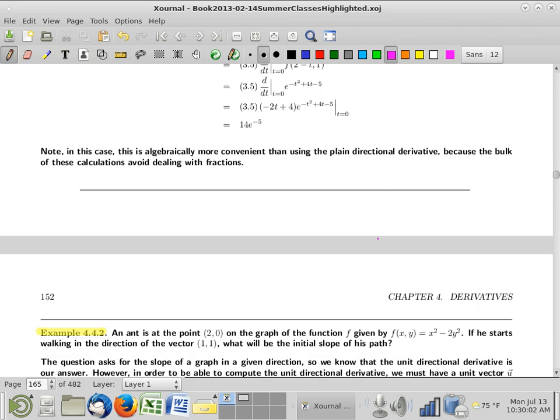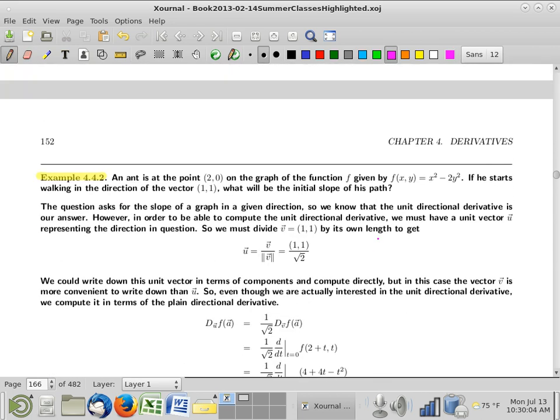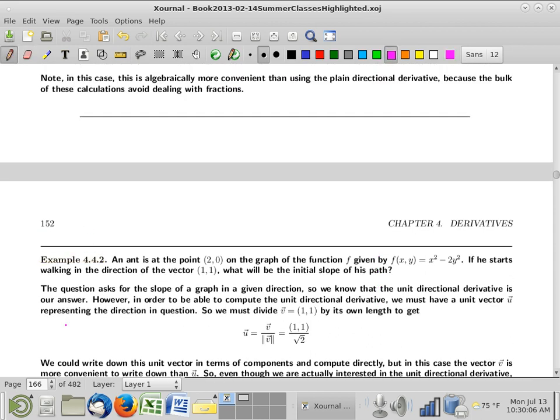Here's another example. This is a different example. So here we have a hill. An ant is walking around on a hill, and specifically the hill is the graph of a certain function. Now, recall that if you have a function of two variables, such as this one, the graph of that function is a surface in R3, and in this case it gives us a certain kind of a little hill, and an ant is walking around on the hill.